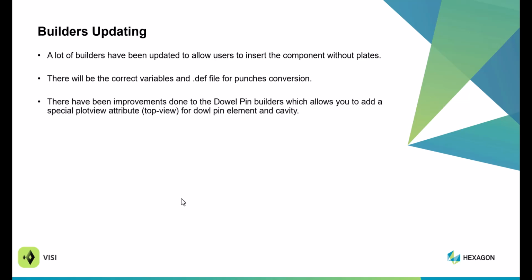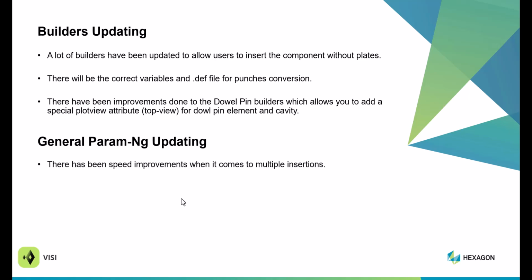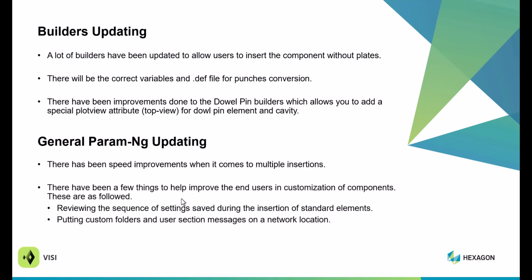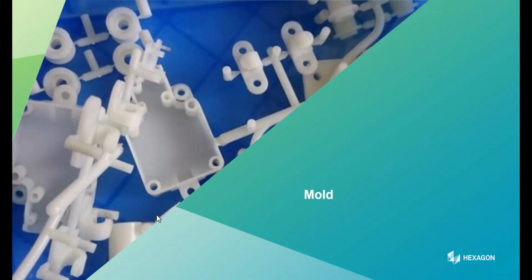And there have been some improvements with the dowel pin insertion, which allows you to select these and add a specific plot view attribute notifying you that these are dowel pins. And just some general param and G notes. There have been some speed improvements with multi-insertion of components, and there have been a few things that have been improved, such as custom component libraries. So reviewing some of the sequences of saving during the insertion of a standard element, as well as putting stuff into custom folders for user section messaging on a network as well.